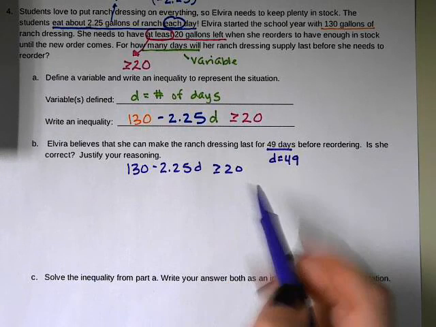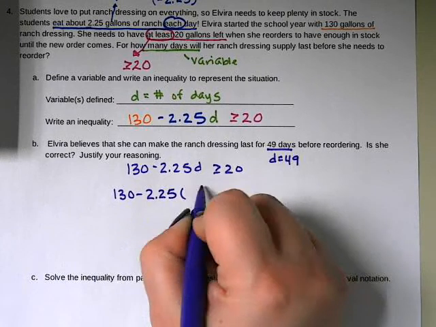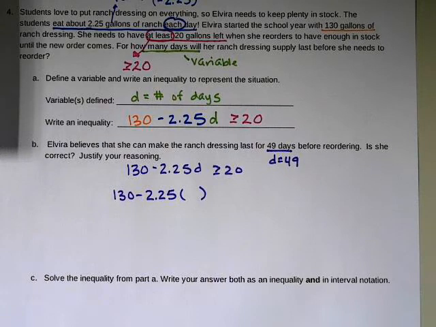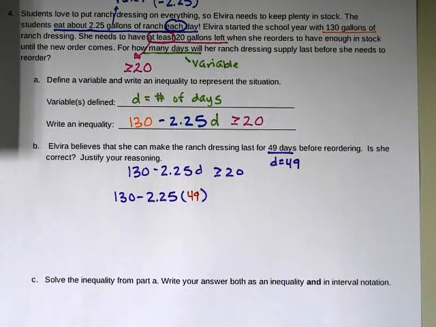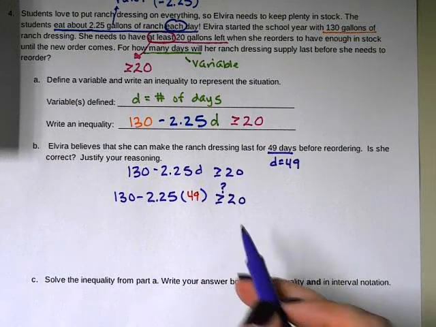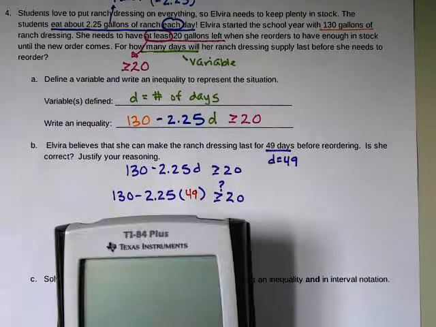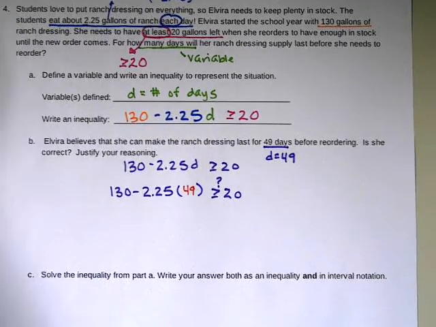to this inequality. So I'm going to go ahead and take out the D and plug in 49 and see if it actually works. See if it becomes a solution to this inequality. So I always like to put a question mark here, so I'm showing, is this actually true? So if we go ahead and put that into our calculators, let's see. We're going to do 130 minus 2.25 times 49. And we get an answer of 19.75.